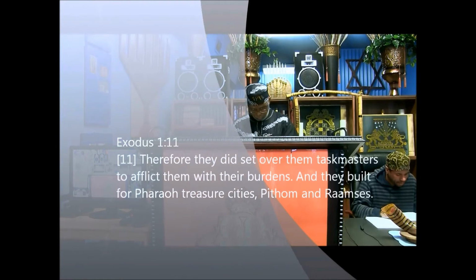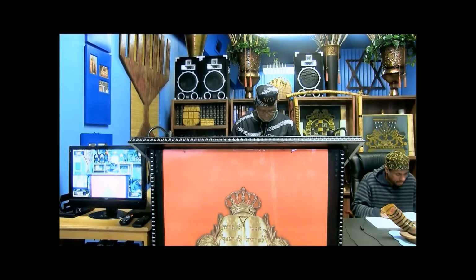So Exodus chapter 1, verses 11 and 12. Therefore, they did set over them taskmasters to afflict them with their burdens. And they built for Pharaoh treasure cities, Pithom and Ramesses. So they set over them taskmasters. What do the taskmasters do? He put a bondage on them. Make it hard for you. So he afflicted them in one place, and when he did something, he afflicted them even more by making them make bricks without straw. That's called affliction.